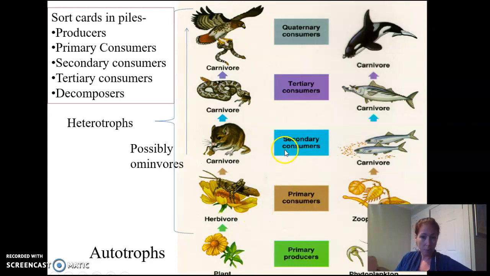Our secondary consumers eat primary consumers. But if they're an omnivore, they might also eat plants. So you will always put an organism at the highest level of the food chain that they can sit on. Our tertiary consumers will be ones that eat secondary consumers, and then our quaternary consumers will be ones that eat our tertiary. So we just have an ordinal number as we go up.